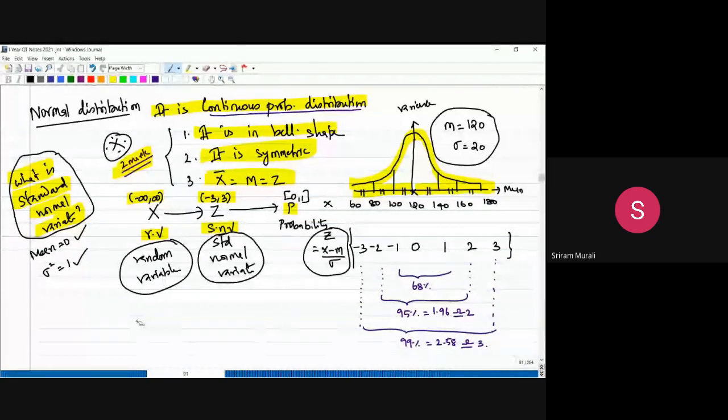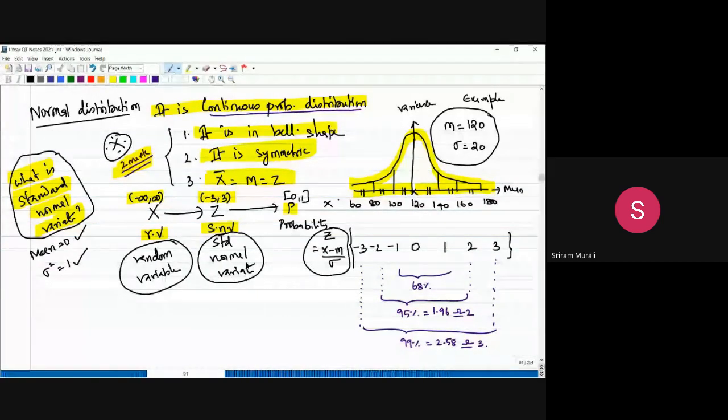I said mean is 0, variance is 1. Mean is always at the origin and variance will be equal to 1. How can it be possible? For example, take this: mean is 120, standard deviation is 20. So from 120, how does it vary? 20 at a distance. So 120 plus 20 is 140, plus 20 is 160, plus 20 is 180. On the left hand side you reduce: 100, 80, 60.